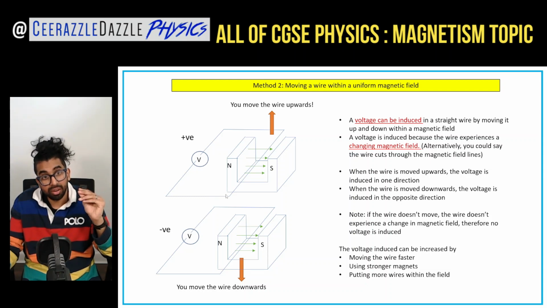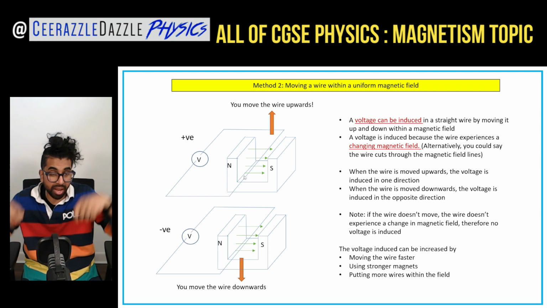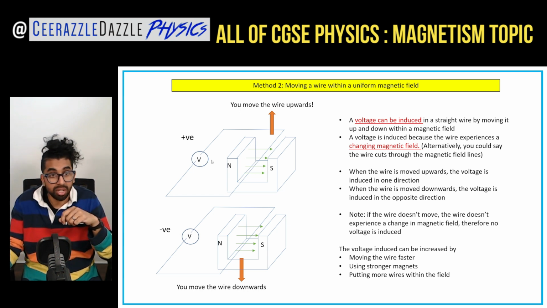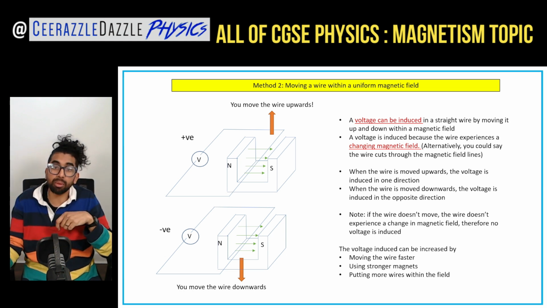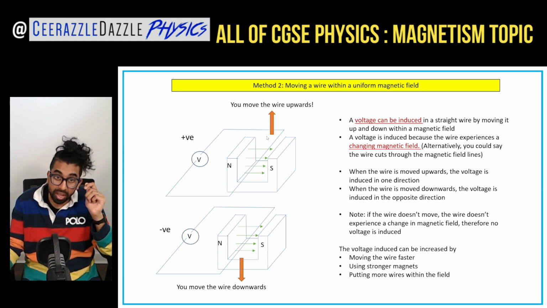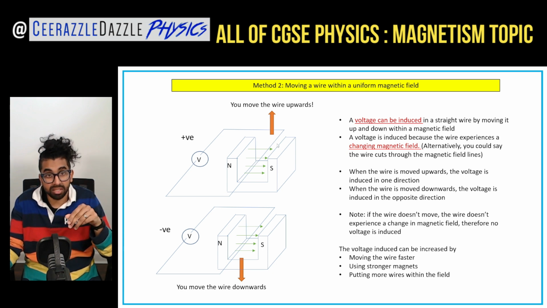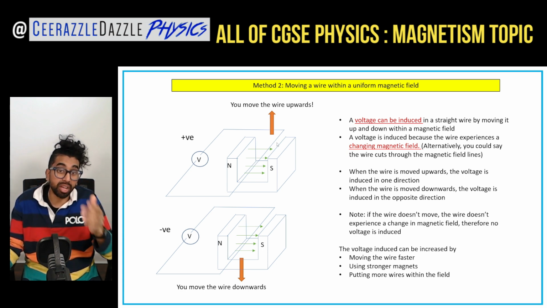Second method to generate voltage is the following. Over here, rather than moving the bar magnet into the coil, we're going to move a wire within a magnetic field. We've got our horseshoe magnet over here, and we've got a voltmeter and a wire in this diagram. There is no power supply. You're going to take the wire and move it up and down within the magnetic field. When the wire moves within the magnetic field, it will cut the magnetic field lines, and therefore it will generate a voltage.